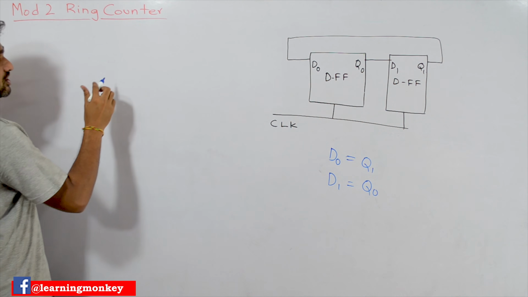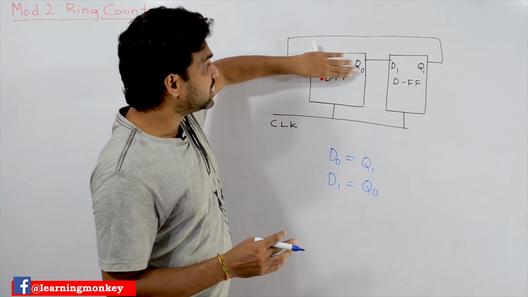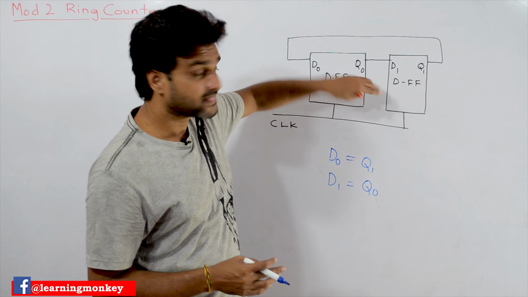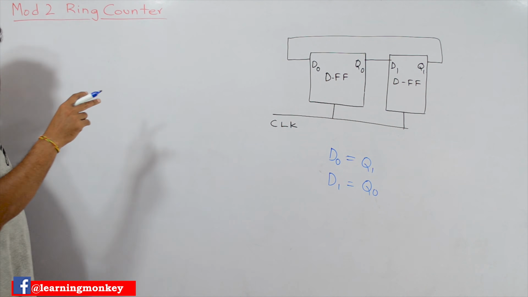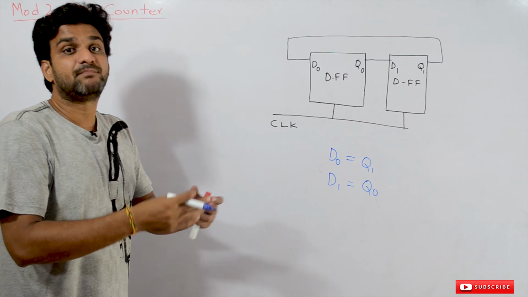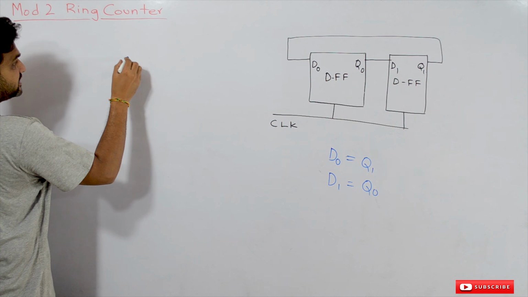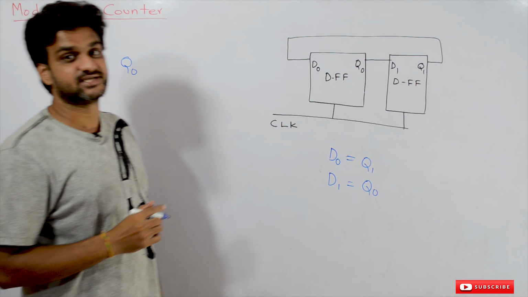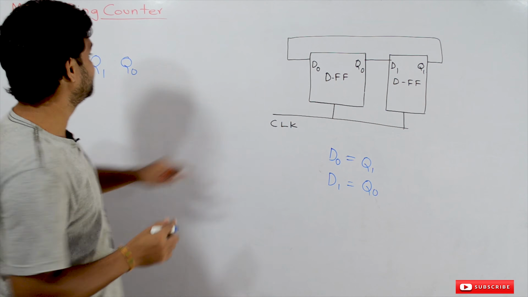Now with two flip-flops, how many states are possible? In the sense, with the two flip-flops, how many outputs do we have? This flip-flop is going to have one present state, and this flip-flop is going to have another present state. We are going to get the states at Q0 and Q1. So the states at Q0 and Q1 are going to be 2 power 2, which means 4 combinations are possible. Here it is Q0, Q1, and which one has to be taken as the least significant bit? Q0 has to be taken as the least significant bit.